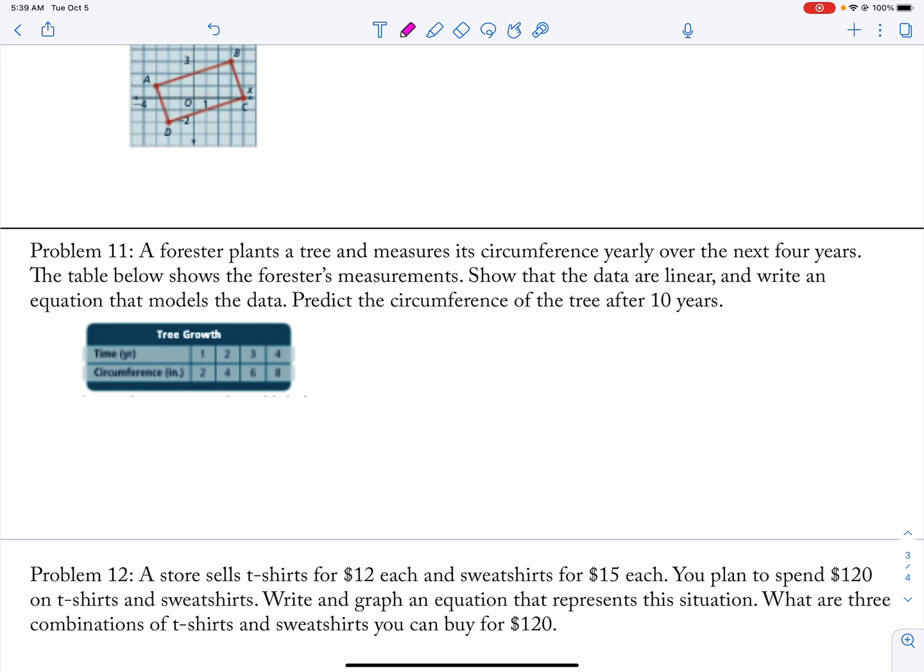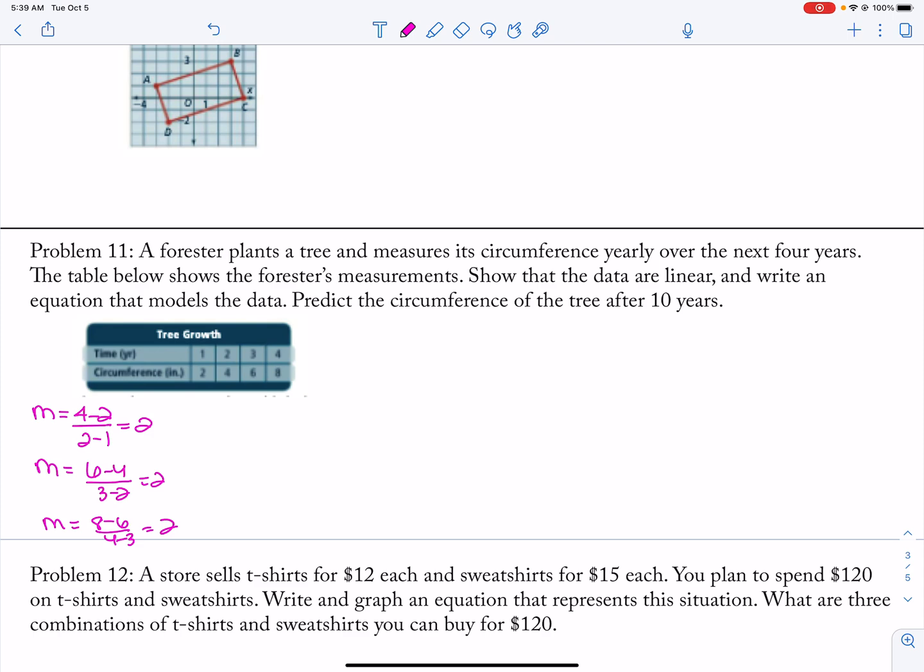Forester plants trees. Again, show the data is linear, and then write the equation that models the data. So 4 minus 2 over 2 minus 1. So this is 2. 6 minus 4 over 3 minus 2, which is 2. And then 8 minus 6 over 4 minus 3. And that's also 2. Okay, so they have the same slope, so it is linear.